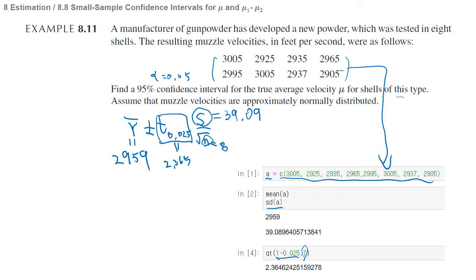So if you put these numbers in and calculate the result, the lower bound would be 2926.3 and the upper bound is 2991.7. Okay, so this is our confidence interval.